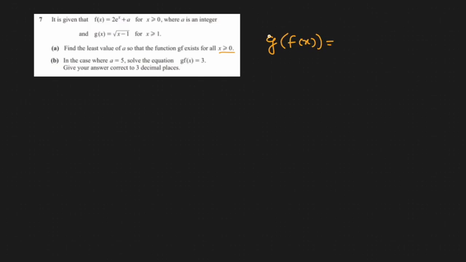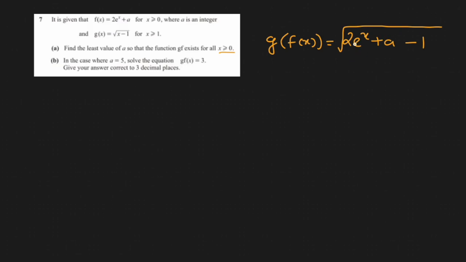What will that be? That is the main function, that means square root. And in place of this x, we will write whatever is in f(x). So 2e to the power x plus a, and then in the function I have minus 1, right? Find the least value of a so that the function gf exists. So what will be the value of this so that a square root is possible?